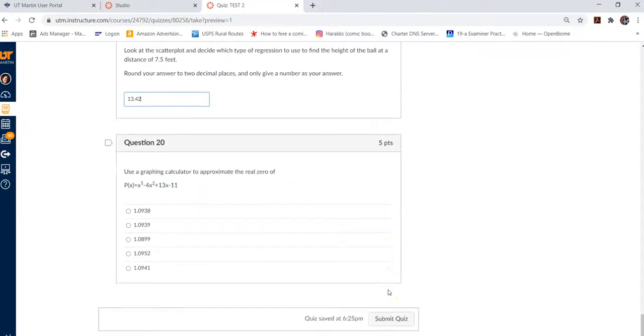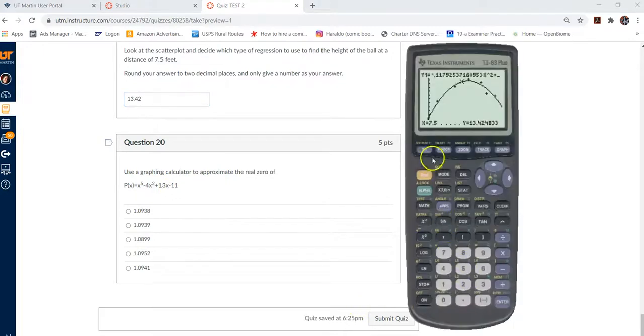And then finally, use a graphing calculator to approximate the real zero of this. Okay, there was a video on how to do this, and it was made clear. It was mentioned more than once that there aren't any web work problems like this, but there's always one like this on the final. So we have to know how to do this. I'm going to enter this in my calculator. I'm going to start with a zoom 6. Okay, so I need to know where that is.